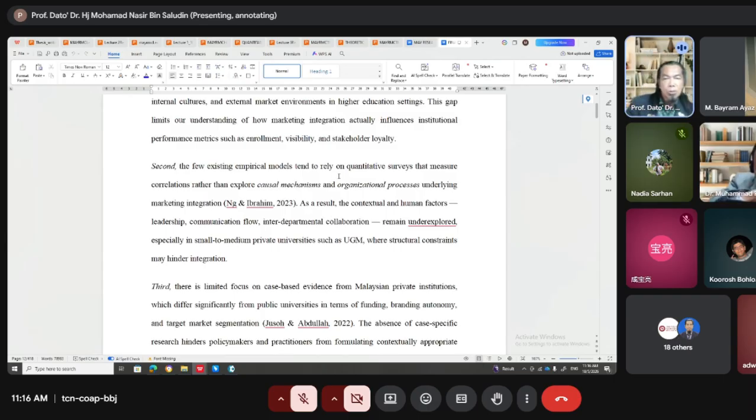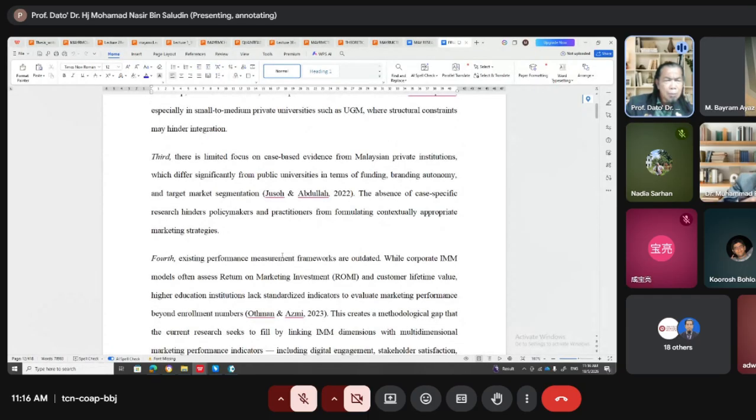As a result, the context of human factors, leadership, communication flow, and inter-departmental collaboration remain unexplored, especially in small and medium private universities such as UGM, where structural constraints may hinder integration. Gap number three is the limited focus on case-based evidence from Malaysian private institutions, which differ significantly from public universities in terms of funding, branding autonomy, and target market segmentation. The absence of case-specific research hinders policymakers and practitioners from formulating culturally appropriate marketing.